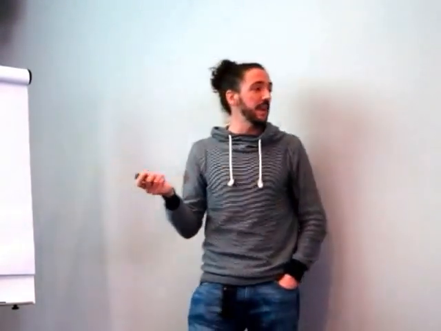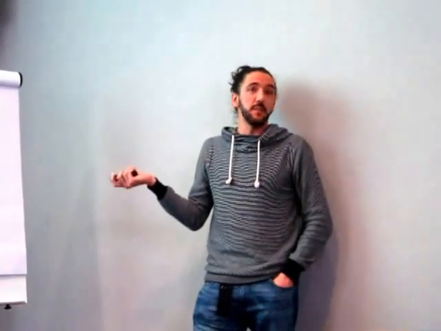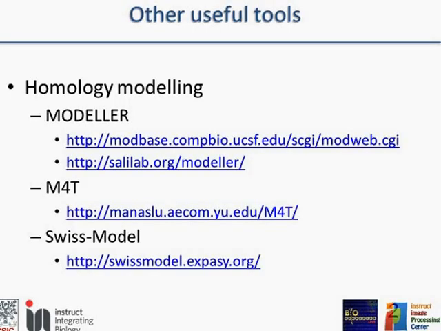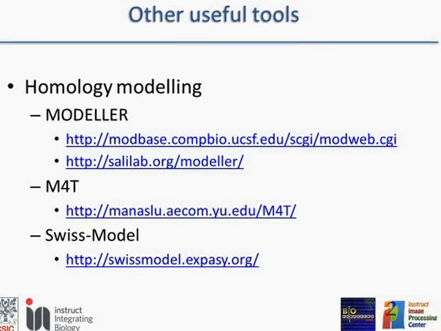Okay, so other tools that are useful when we are doing fitting. Sometimes we will not find the structure in the PDB, so to get the coordinates, we can also use homology modeling. These are some very useful web servers that one can use to model the atomic structures.